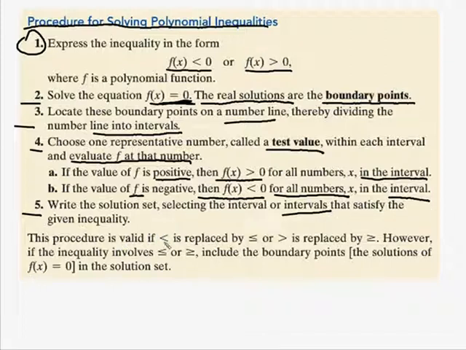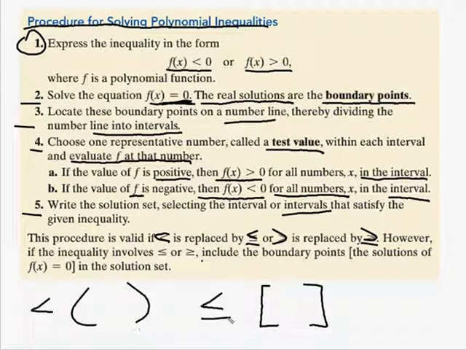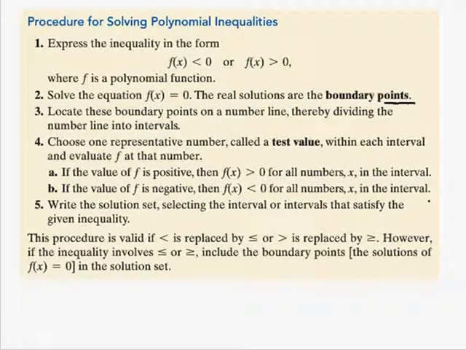This procedure is valid if less than is replaced with less than or equal to, or if the greater than is replaced with greater than or equal to. However, if the inequality involves less than or equal or greater than or equal, include the boundary points in the solution set. So if we're writing it with interval notation, if we have less than or equal to, we'll use brackets. If it's strictly less than, we would use parentheses. Again, for the or equal to, we use the brackets to show that those points are also a part of the solution set.